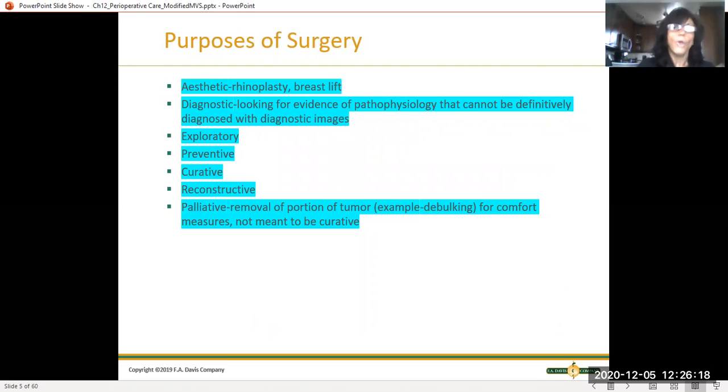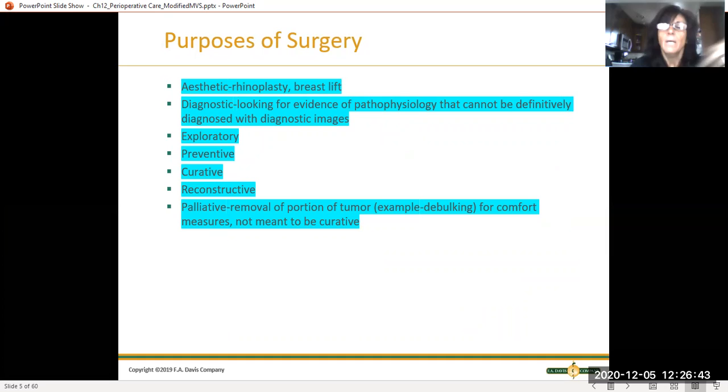We are really not sure maybe what's going on with the patient. We have a couple ideas based on symptoms of what may be happening, but we're just going to go in and take a look around. It's not the same as diagnostic. With diagnostic, we found something, but we need to be sure that it's what we think it is. With exploratory, we don't know, but we're going to go in and take a look.